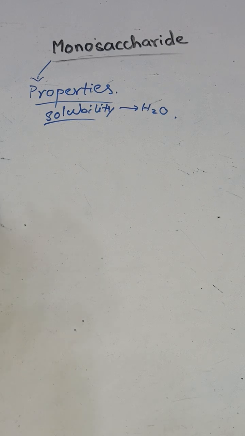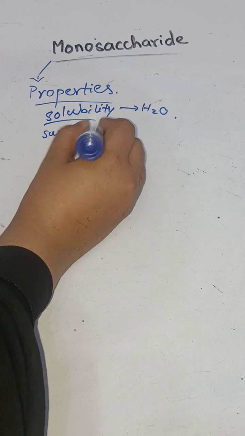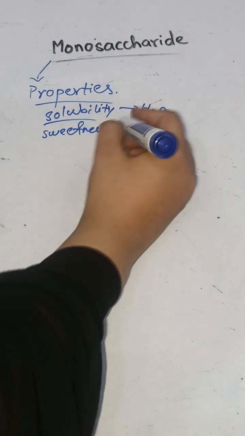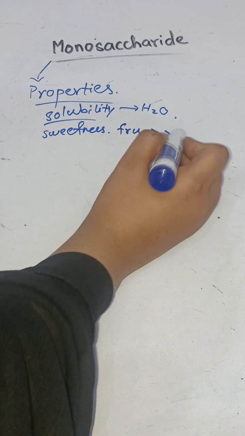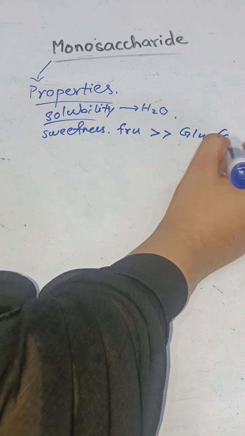Now if we talk about sweetness, the order of sweetness, which is the sweetest among all the monosaccharides. Fructose is the sweetest. Its sweetness is more than glucose or galactose.